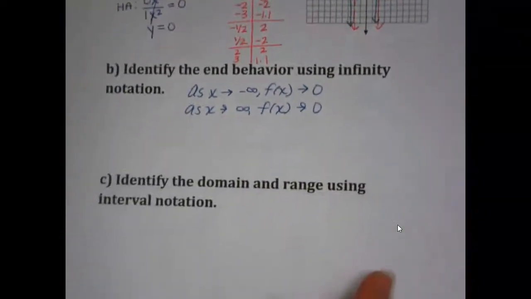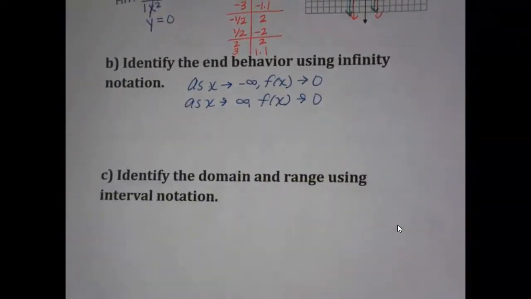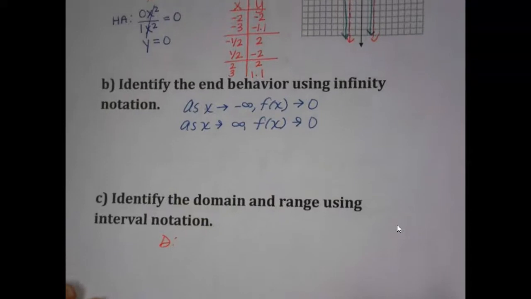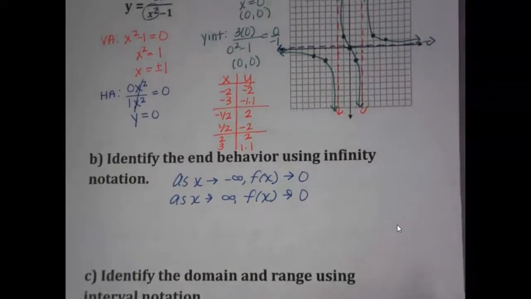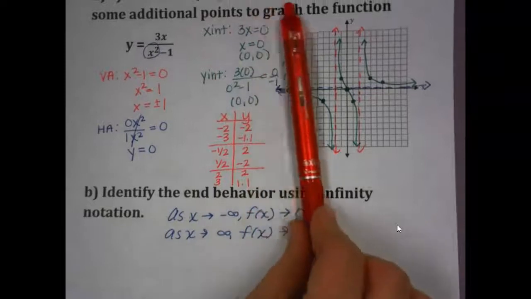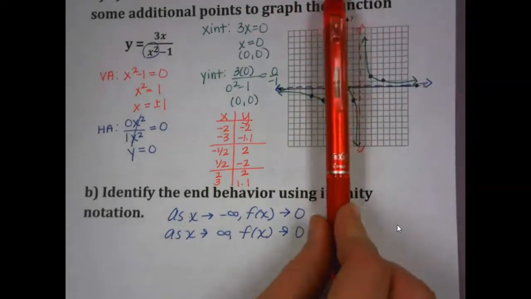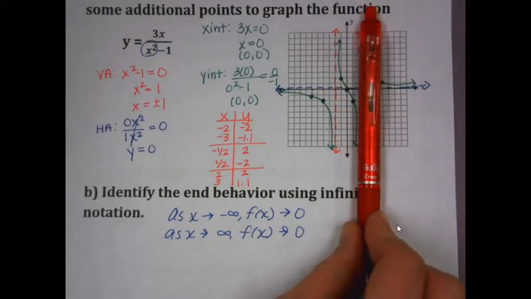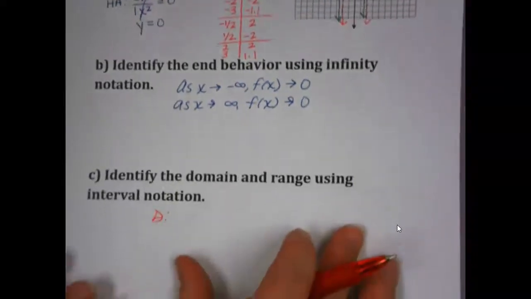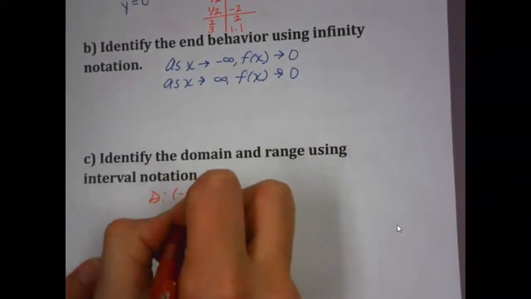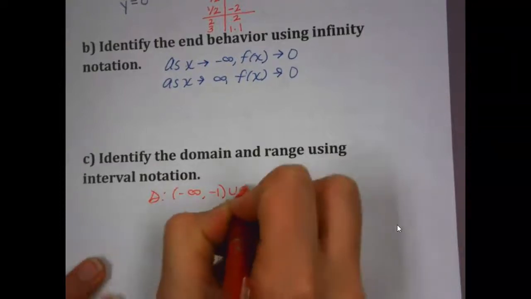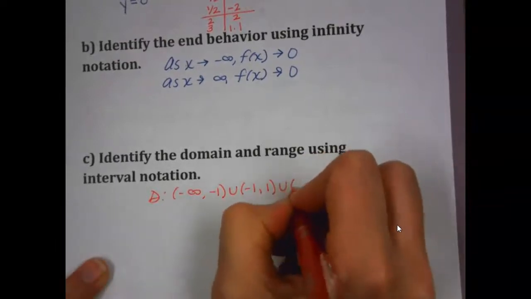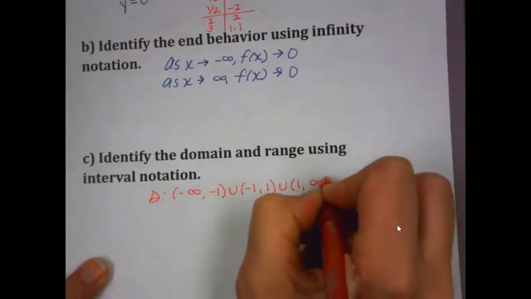Lastly, we want to identify the domain and range using interval notation. Domain being our x values. Remember last time the vertical asymptotes stopped us every once in a while. So we go from negative infinity to our first vertical asymptote, we get stopped. We have this piece in the middle, and then on the other side of our second one, we can keep going. So it's going to look like this. Negative infinity to negative 1, stop. Negative 1 to 1, that's the part in between the asymptotes, stop. And then we go to the right, 1 to infinity.